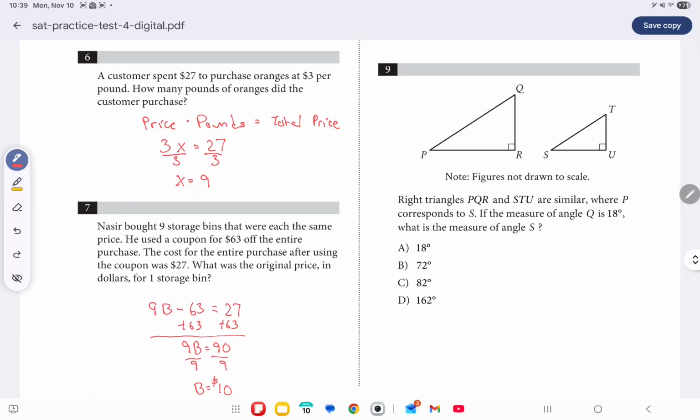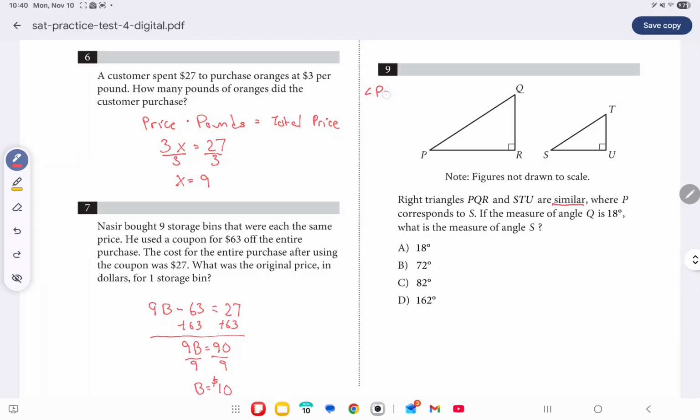Question 9. Question 9 says, right triangles PQR and STU are similar, where P corresponds to S. If the measure of angle Q is 18 degrees, what is the measure of angle S? The key here is that these two triangles are similar. Okay. And we need to remember what similar triangles mean. Similar triangles mean that all the angles are congruent.